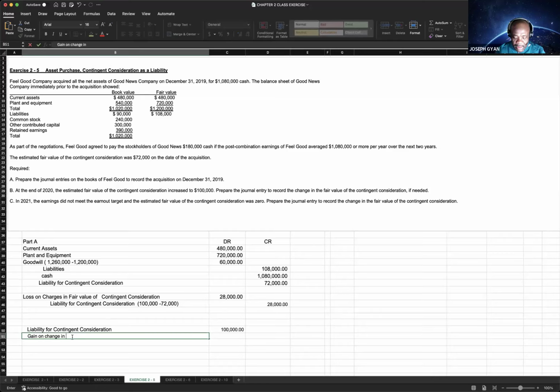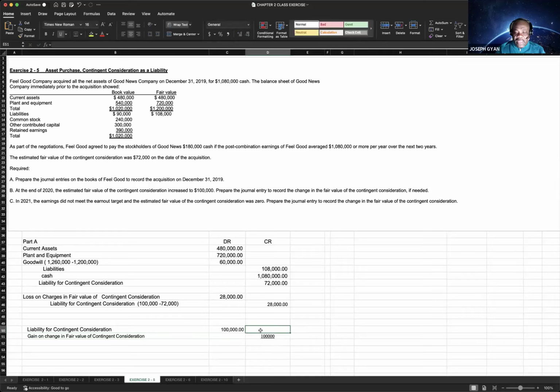Change in fair value of the consideration. We have gained this money because they were not able to meet it. If they were able to meet it, we could have given them the money. But here's the case, they were not able to meet it, so we have gained. We are keeping the money. It's a gain to us.